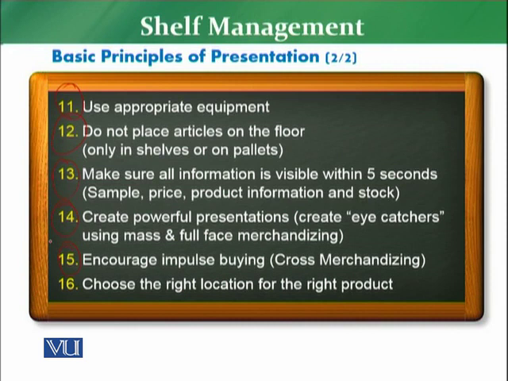The 15th principle is about encouraging impulse buying. You need to take the cross merchandising perspective into consideration, and ensure that at the point of sale you have all impulsive products. For example, chocolates, candies, cigarettes. All such impulse buying products should be very much there. And as the 15th principle of presentation, you also need to encourage cross merchandising.